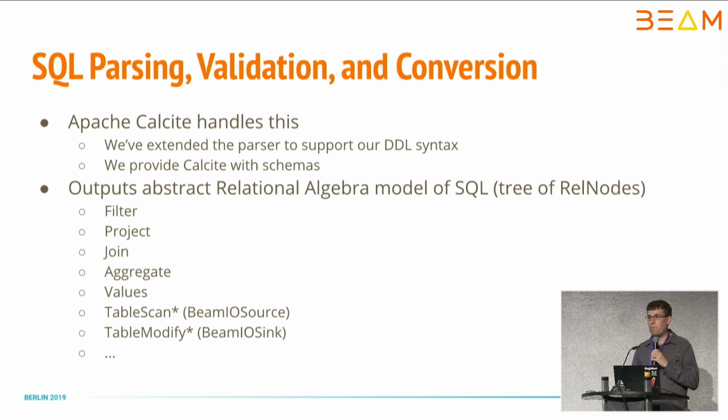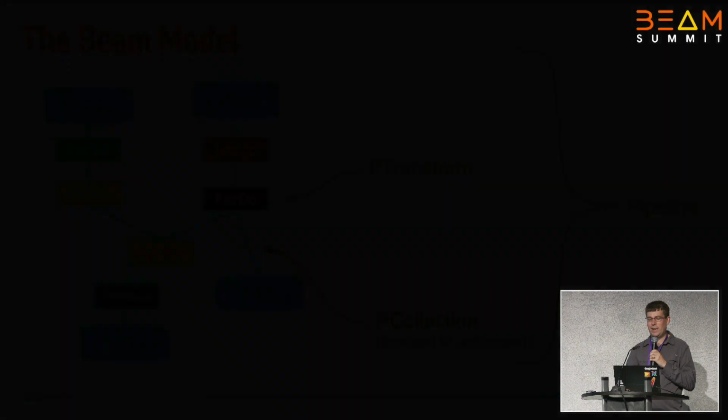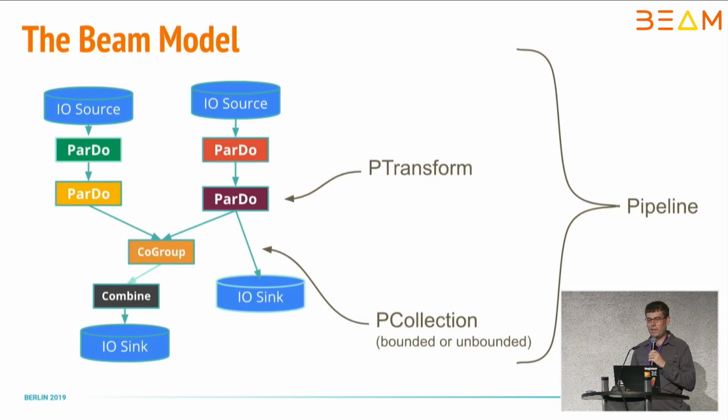So when Calcite processes your SQL, what it spits out is a relational model. Calcite calls these rel nodes for various operations like filter, project, join. There's two special ones, which are table scan and table modify. And so it looks sort of like this. It's a tree diagram. These are all pretty much translatable directly into nodes in the Beam model, it turns out. In fact, table scan and table modify never go into the Calcite versions. We just send them immediately to the Beam versions, which are IO sources and sinks.